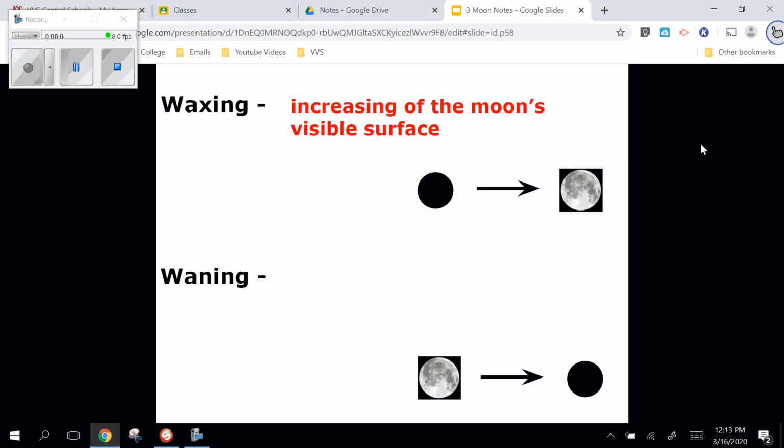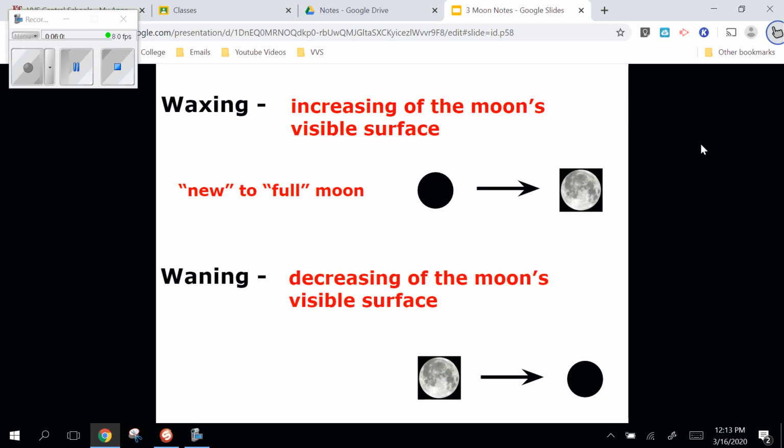All right, so waxing is the moon's visible portion increasing, going from new to full. Waning is the decrease of the visible portion, going from full to new.